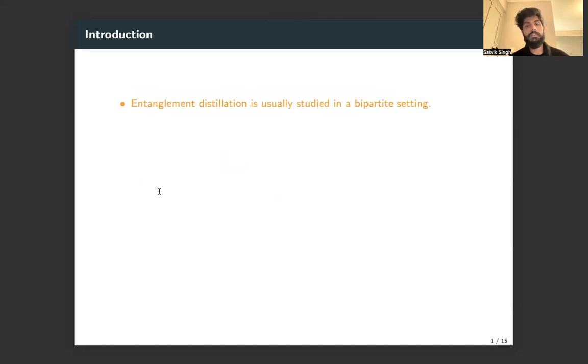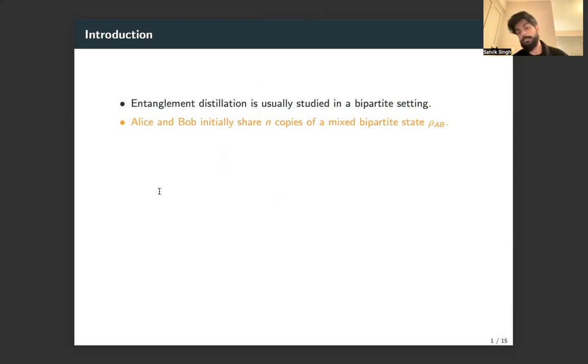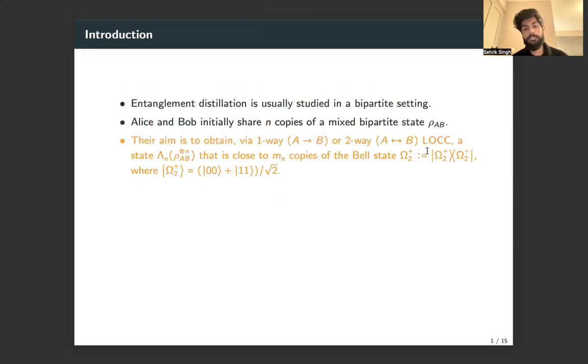Usually entanglement distillation is studied in a bipartite setting. The basic task in this distillation procedure is that there are two parties, Alice and Bob, and they initially share, let's say, n copies of some mixed bipartite state, rho AB. Their aim is to obtain some mn copies of the Bell state, the 2-qubit maximally entangled state, by using only local operations and maybe some classical communication.